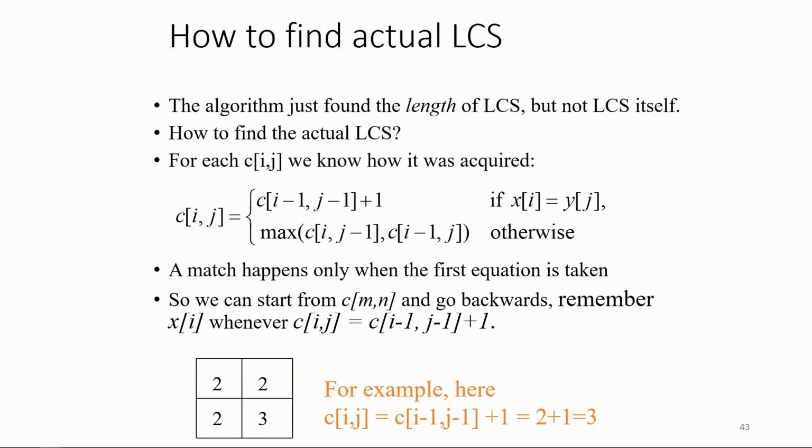While calculating each of the cells value, we know how we calculated the cells value. We used the formula here. A match happens only when the first equation is taken. So we can start from the last cell and go backward. We have to remember xi whenever the value of Cij equals to Ci minus 1, j minus 1 plus 1. Here is an example.